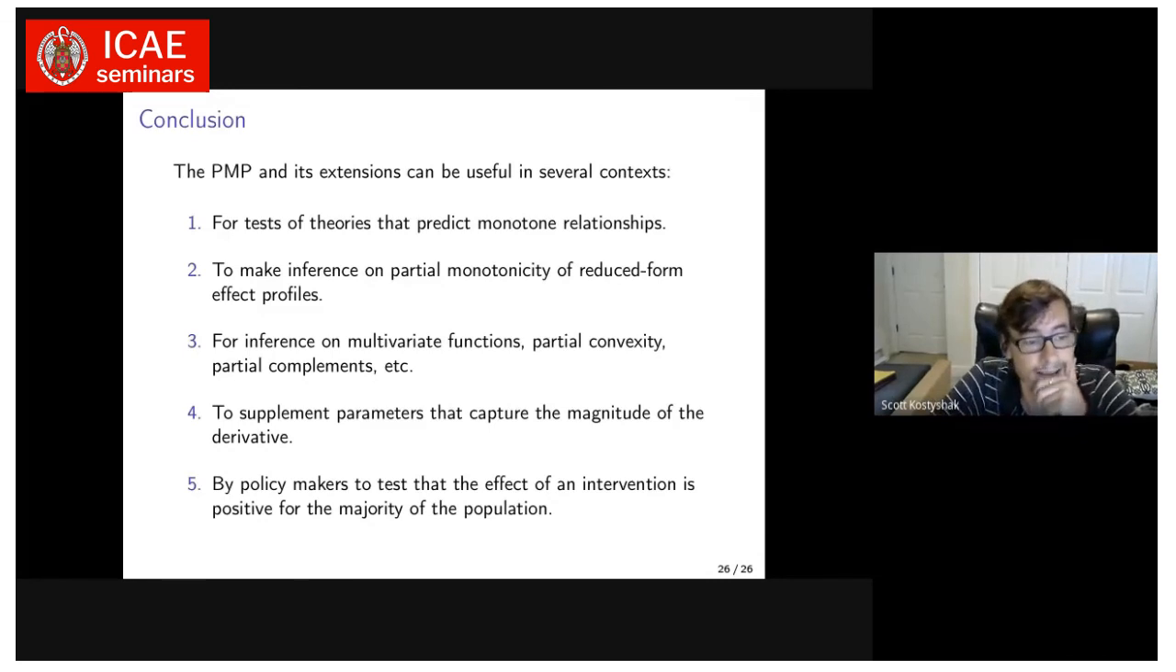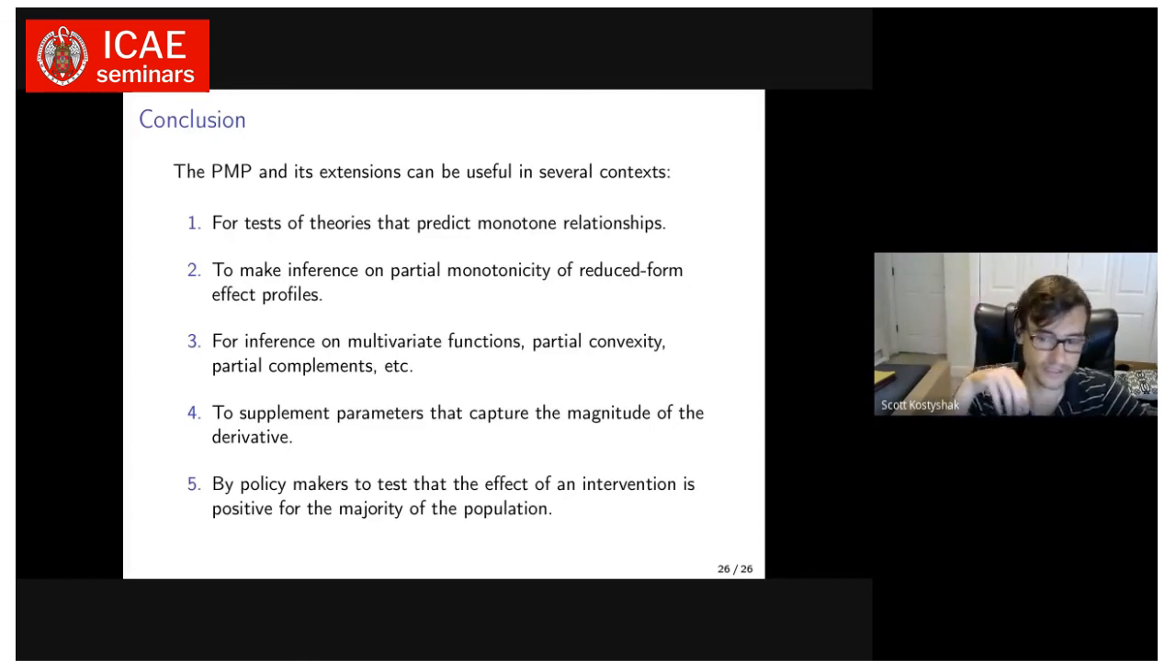Yeah. So the current tests of monotonicity, it really depends on what the researcher wants. If the researcher or the theorist wants to test pure monotonicity, meaning they want the test to reject if there's a small violation of monotonicity, then I think that the current tests of monotonicity are very good and very adequate. The only advantage that PMP has over those tests in that case, where you do want to test pure monotonicity, is in terms of the power.